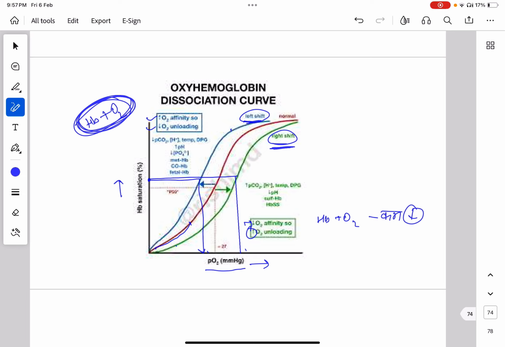So this carboxyhemoglobin, what does it do? It decreases the oxygen unloading, it increases the oxygen affinity. So the oxyhemoglobin curve is shifting to left. I know this is a bit complicated, but if you go through this many times, then you will just remember.